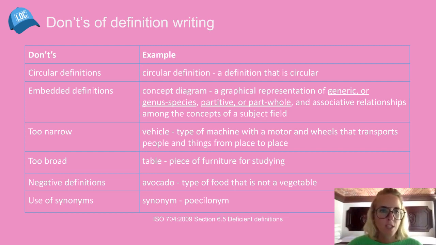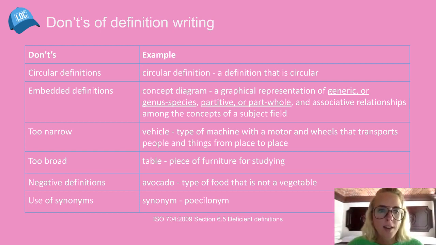Too narrow of a definition would be one in which characteristics that have been selected exclude objects that should be part of the extension. That is, defining something like vehicle as a type of machine with a motor and wheels that transports people and things from place to place. This example excludes non-motorized vehicles that do not have wheels.